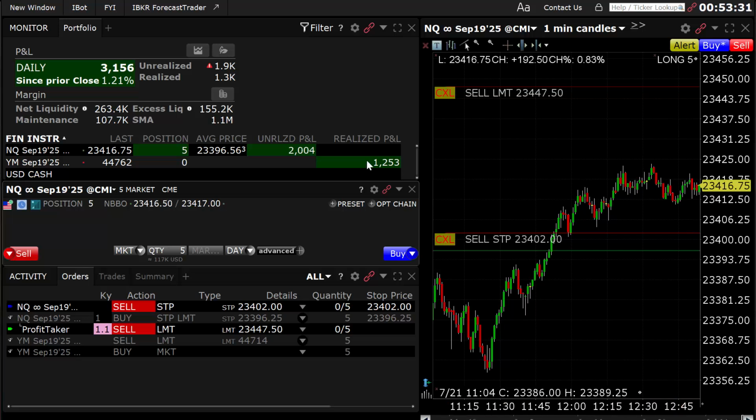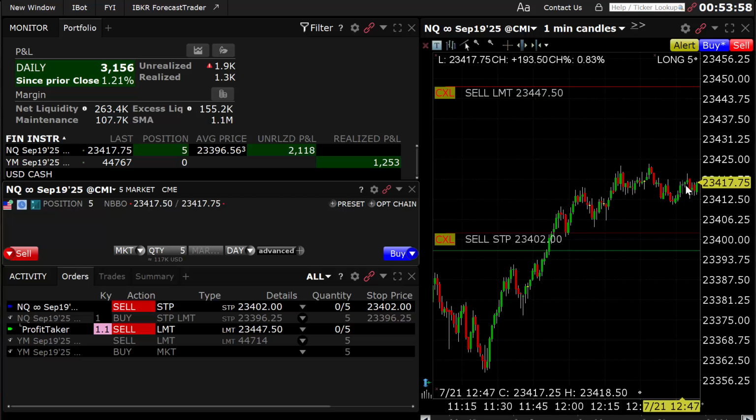Now obviously I could just exit for a profit. I could take this right here, this sell limit, grab a hold of it on the chart and pull it down to the current price, and it'll get you out immediately at the current price. As soon as you hit the limit price, it'll go off, so you'll be getting out at the current market price. If you want to get out right away, you could do that. Or obviously I could just sell.